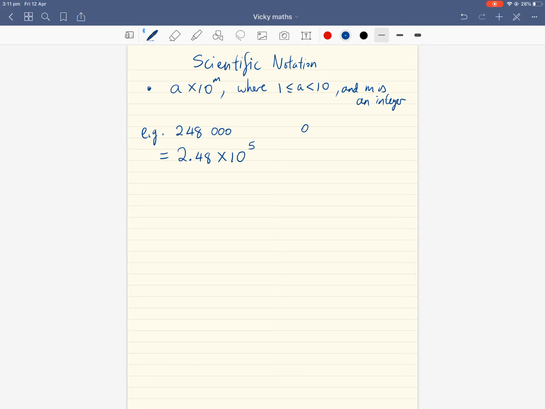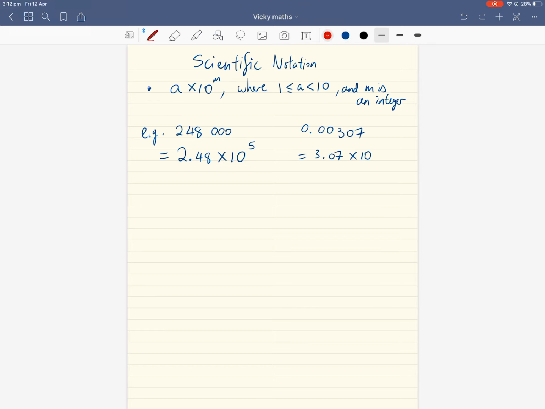Another example, suppose we have a relatively smaller number, 0.00307. Looking at the non-zeros, we have 307. It's like sig figs where zeros squished in between do count. So we want to turn that into 3.07. Not 30.7 because that'll be more than 10, or 0.3 because that's less than 1. So 3.07 is our base number, times 10 to some power.